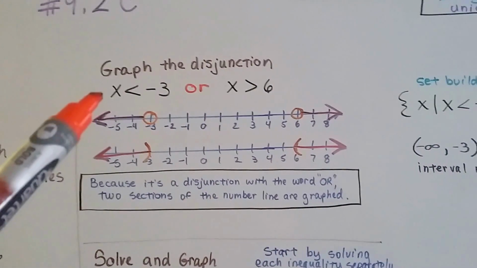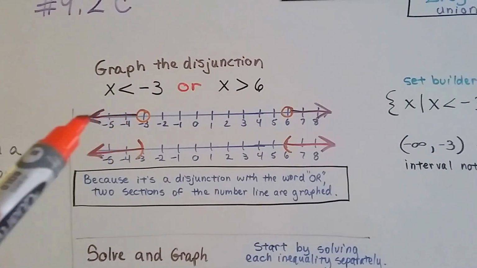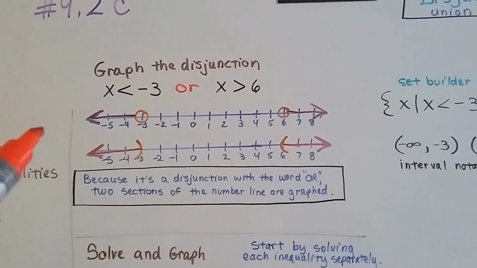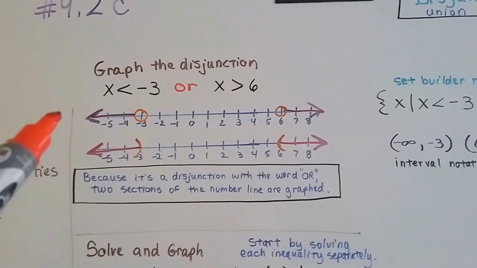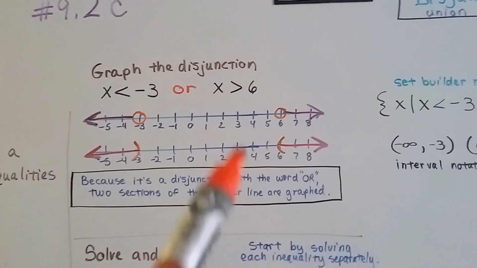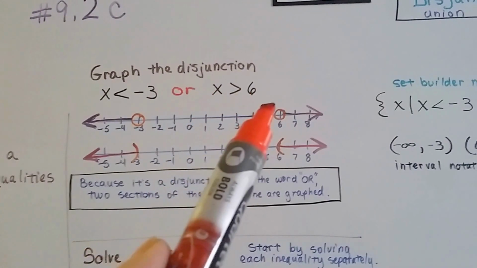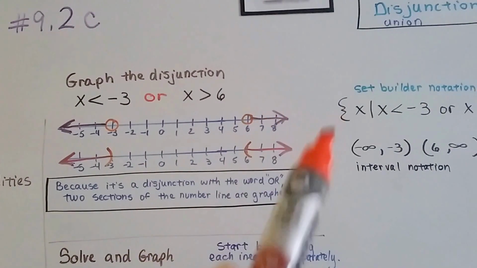So we know that x is going to be less than -3, so it's going to go into the smaller, into the more negative numbers, isn't it? But it doesn't include -3, so we put the open circle here, and then our arrow's going towards negative infinity here. And it's greater than 6, so it doesn't include 6, so we've got an open circle, and it's going towards positive infinity, isn't it?